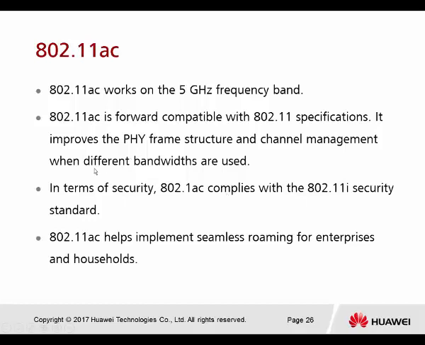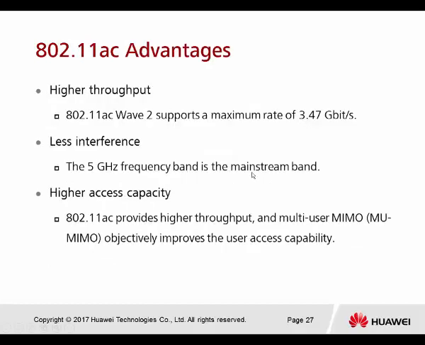So in terms of security, 802.11ac complies with the 802.11i security standard. So it helps to implement seamless roaming for the enterprise and the households. The 802.11ac Wave 2 supports a maximum rate of up to 3.47 gigabit per second. With this version, the 5 GHz frequency band will cause less interference, and it has the highest access capacity.